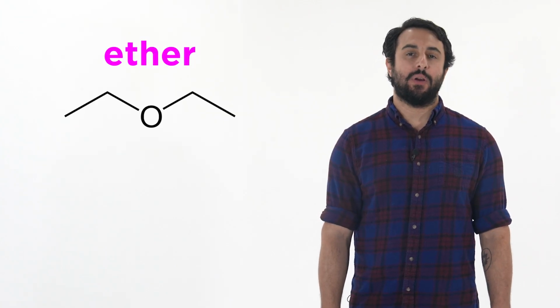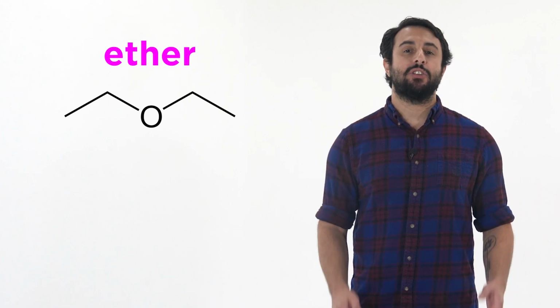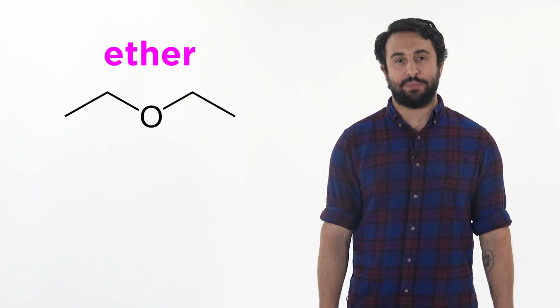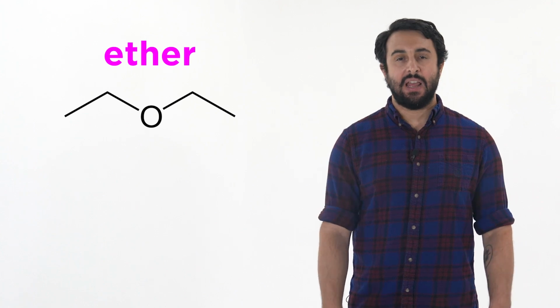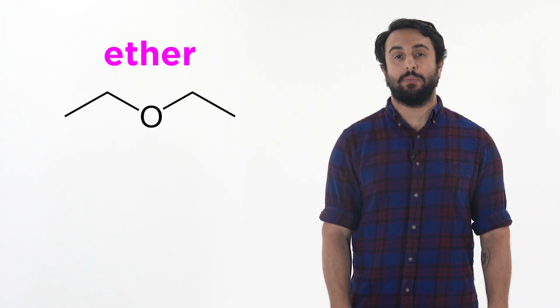We know an ether is a functional group whereby an oxygen atom is connected to two separate alkyl groups. But how do we name these, and what are some of their properties? Let's get a closer look at this functional group now.